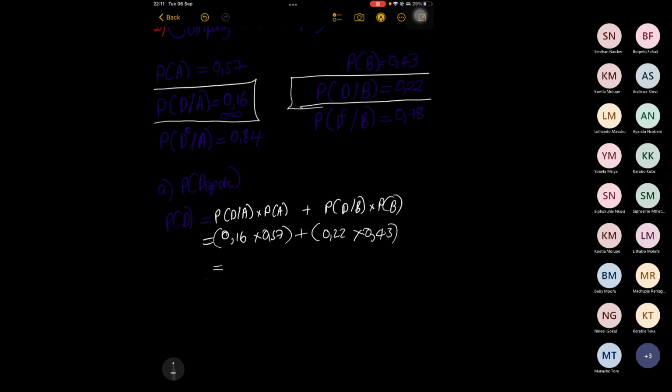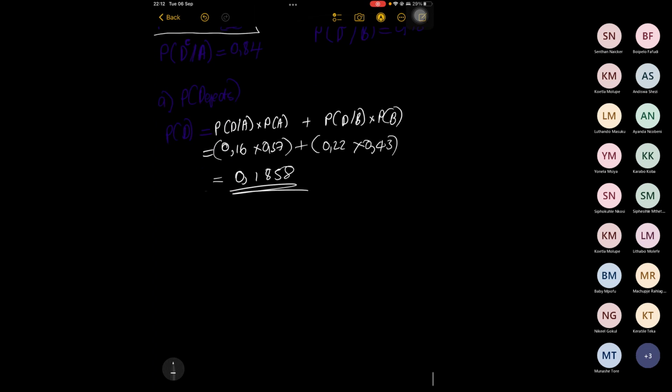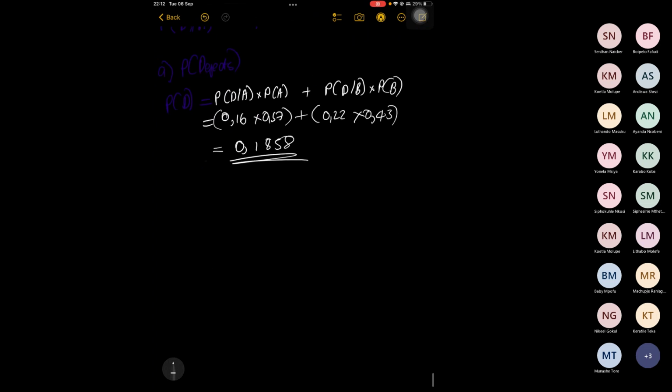0.43. So if you do this, 0.16 times 0.57 plus 0.22 times 0.43, it's 0.1858. That's the probability for defects.